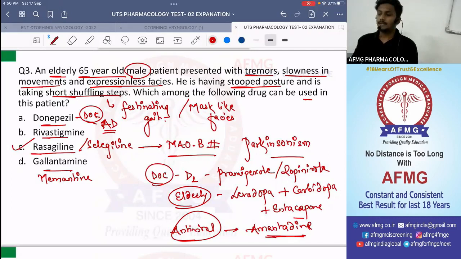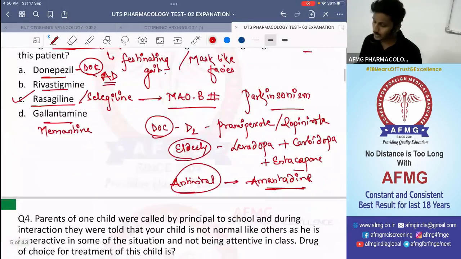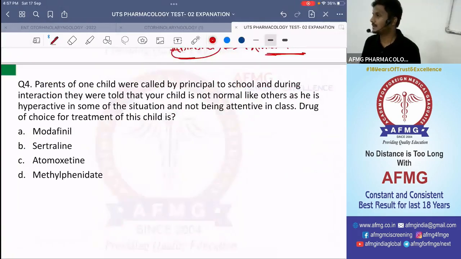ठीक है? Alzheimer's के drug कौन से थे? Drug of choice was donepezil. The other drugs were rivastigmine, galantamine, and memantine. Parkinsonism के लिए the drug of choice in younger patients were pramipexole or ropinirole. In elderly it was levodopa, carbidopa along with entacapone. Okay, the antiviral drug used was amantadine. MAO B inhibitors used were rasagiline and selegiline. No issues. So this is all about your Alzheimer's and Parkinsonism.